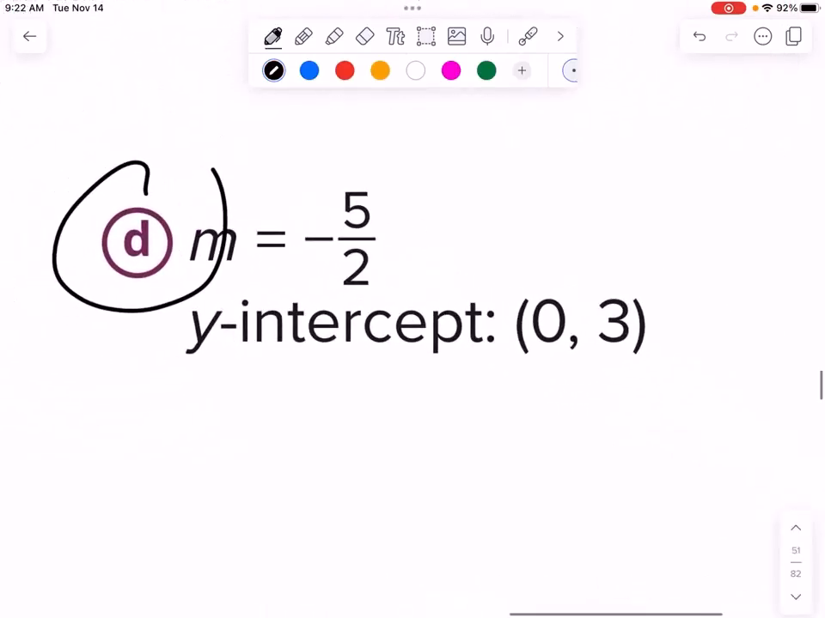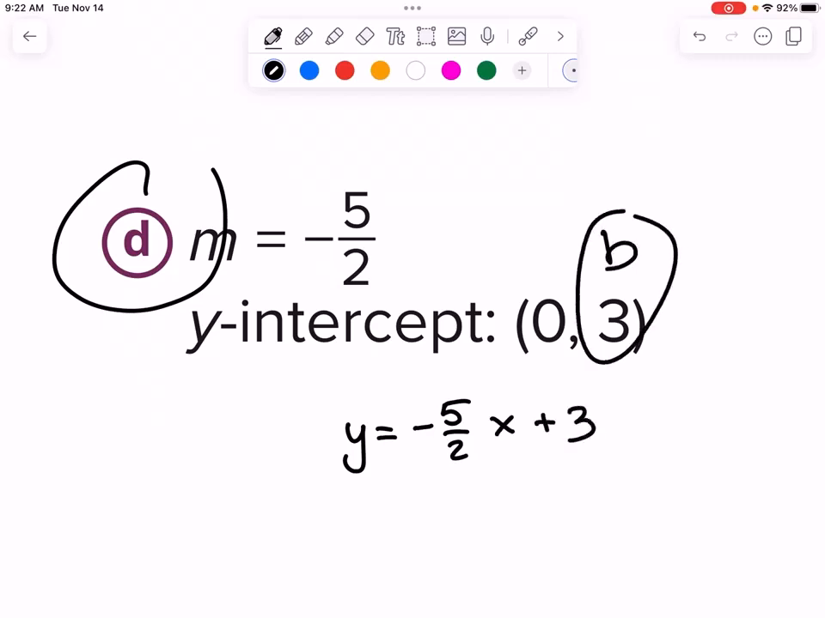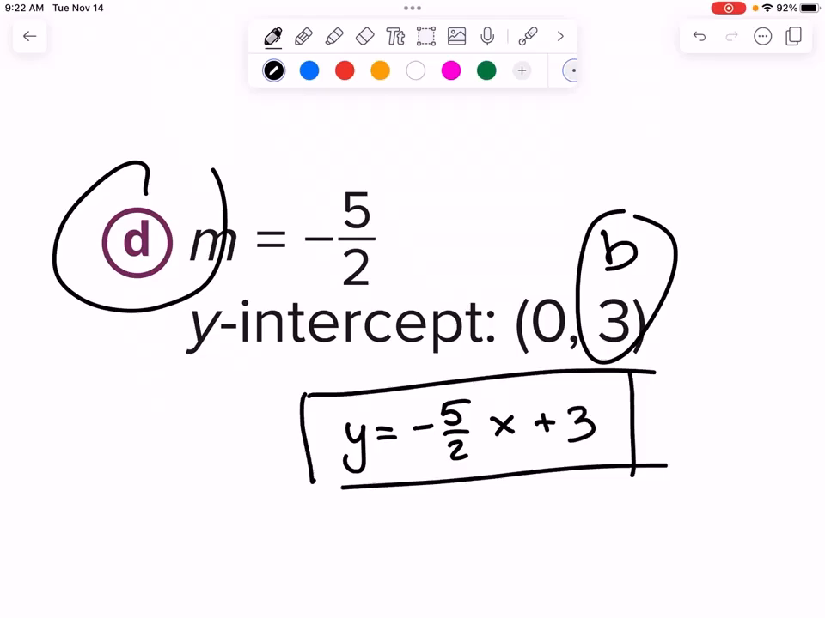For this one, it would be y equal to, instead of mx, it'll be negative 5 halves x. Instead of plus b, right, b is 3, so plus 3. That's all you gotta do for that.